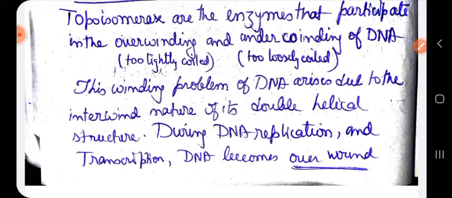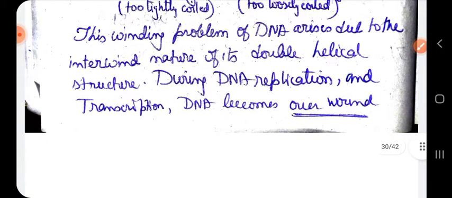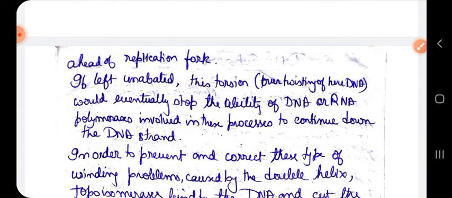Now, during DNA replication, and also during transcription, when DNA is being used as a template for generation of an RNA strand, the DNA has to unwind. During unwinding of the DNA, as done by the helicase, and in the case of transcription by the sigma factor, you will see that the DNA becomes overwound ahead of the replication fork.